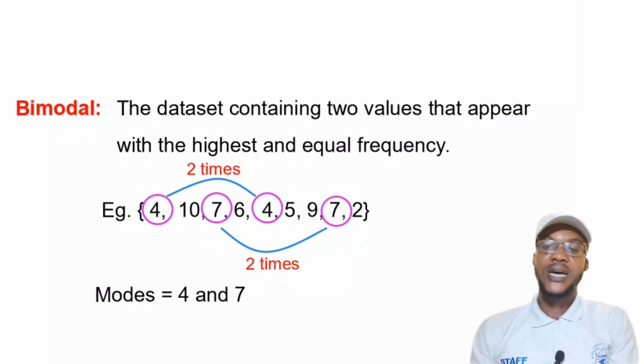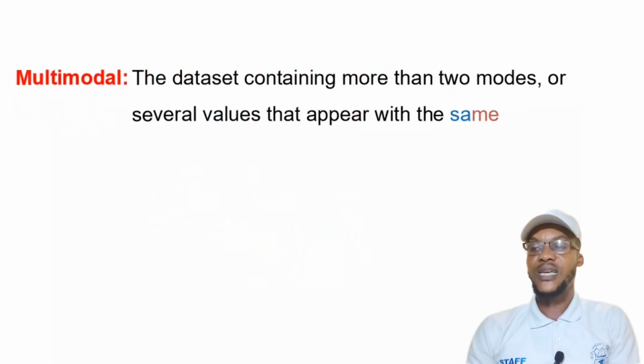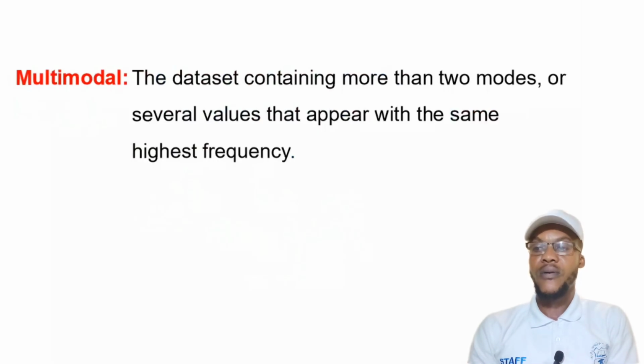Okay, so know that we can also have what we call multimodal. Okay, that is multimodal. And what does that also say? So when you realize that you have more than 2 values appearing more, that is what we call multimodal.